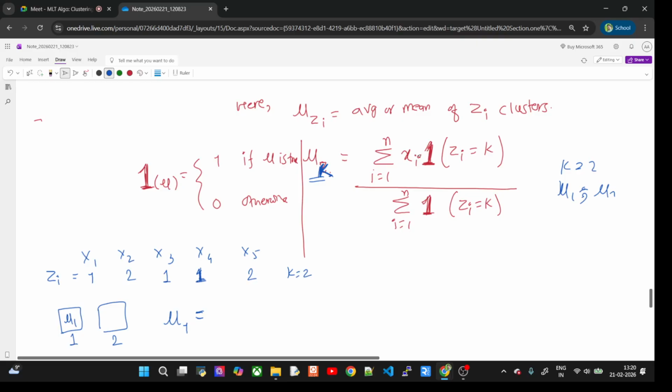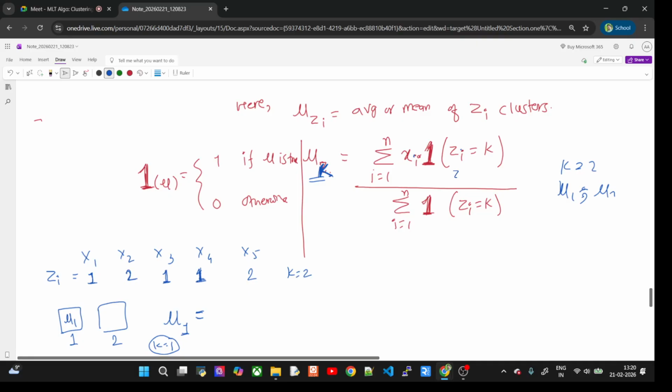As per this formula, xi into indicator function where zi equal to k. Here, for example, z1 is 1, z2 is 2, z3 is 1. So what is mu1? Your k should be 1 here. I want to get cluster 1, so k should be 1.